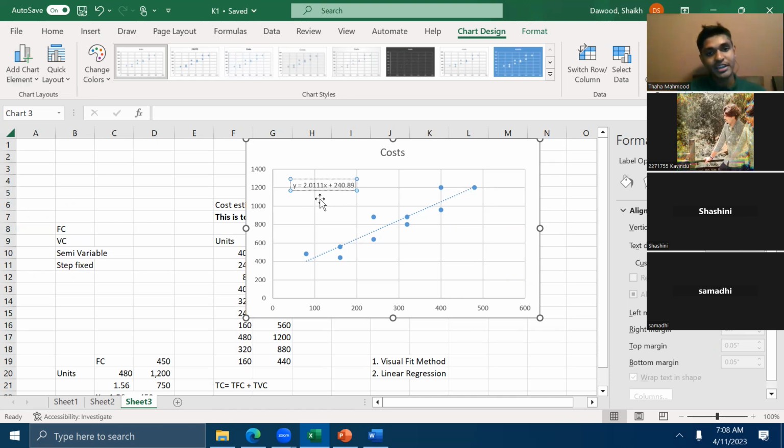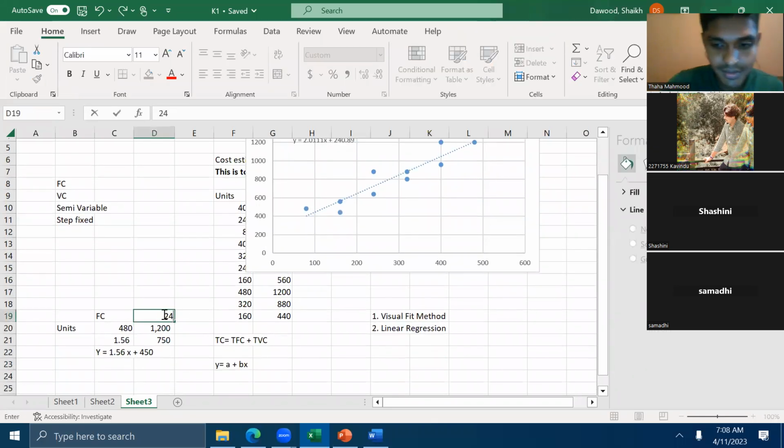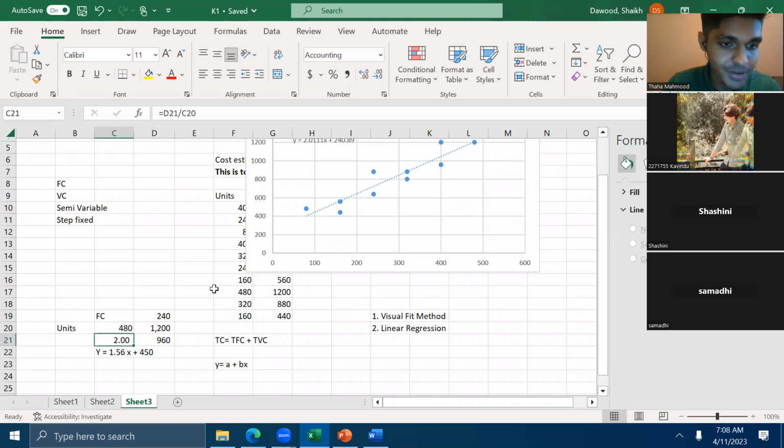So the variable cost per unit would be 2 rupees and 1 cent, and the fixed cost would be 240 rupees. I don't know why we came up with 450 rupees. Fixed cost would be 240 rupees. I don't know how we came up with 450. If we draw this line through our information, it would come around at 240. Then this would be 2 rupees. This is 240.